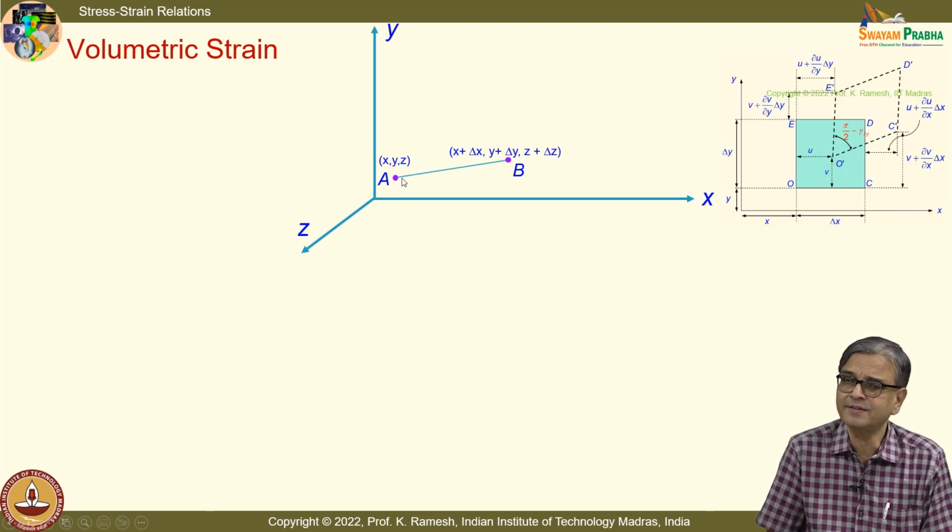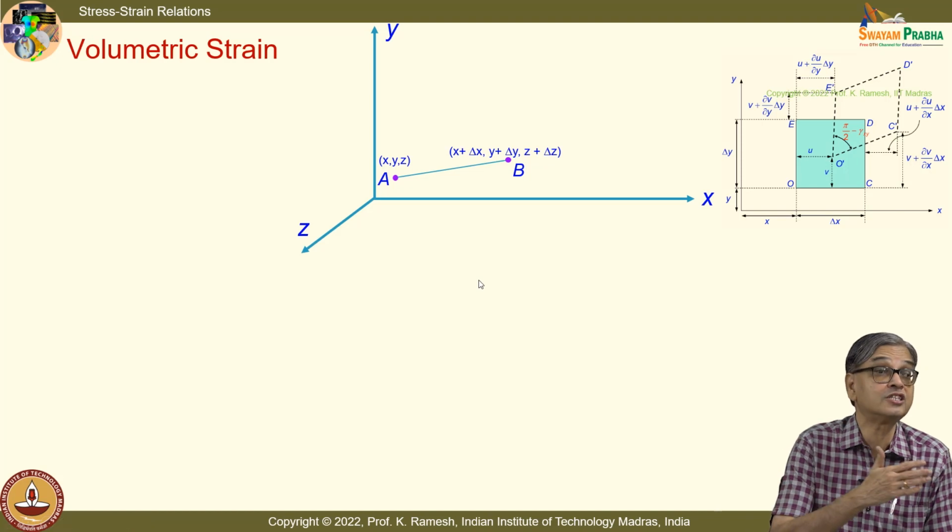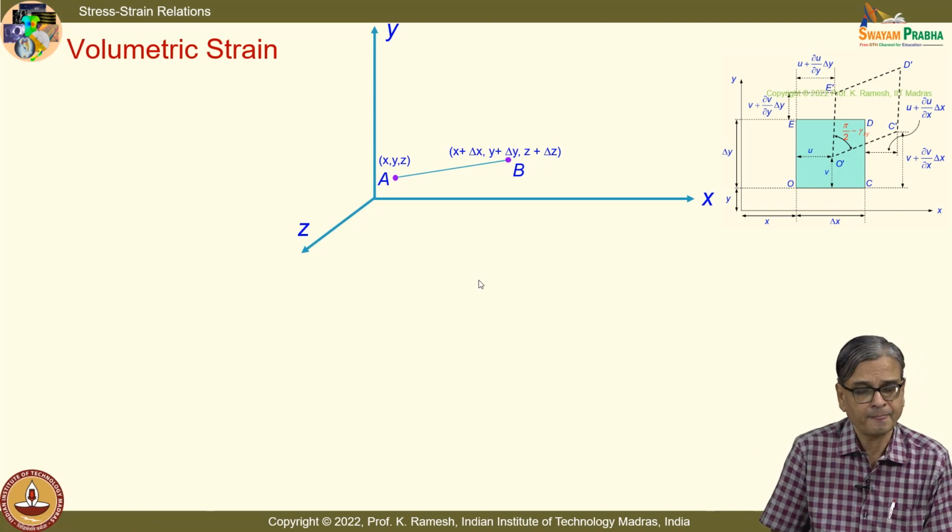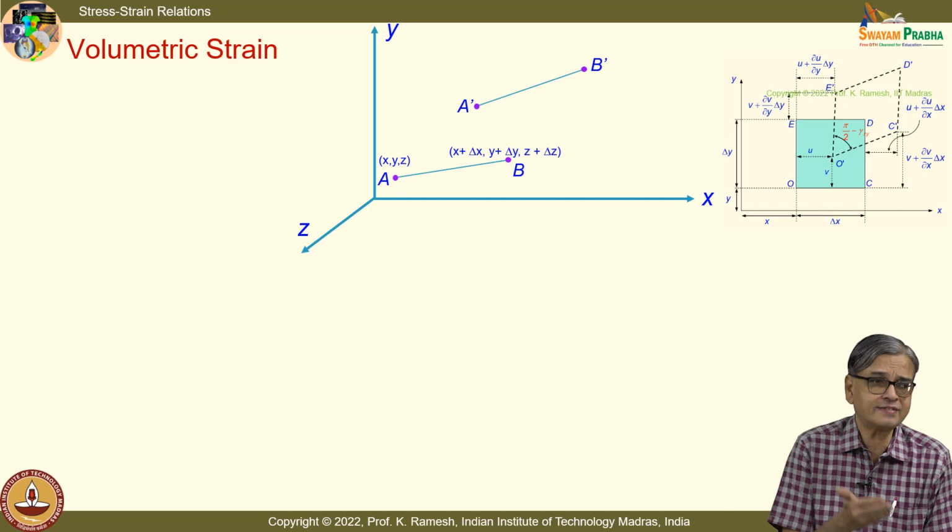A is x, y, z. B is x plus delta x, y plus delta y, and z plus delta z. What is the difference between this and this? There will not be any z quantities in this. In this, I have all the 3 coordinates are available. So, the points A and B are situated in space. Fine. And they get deformed and then move to new positions A prime, B prime. We have also seen that when we discuss the finite strain.